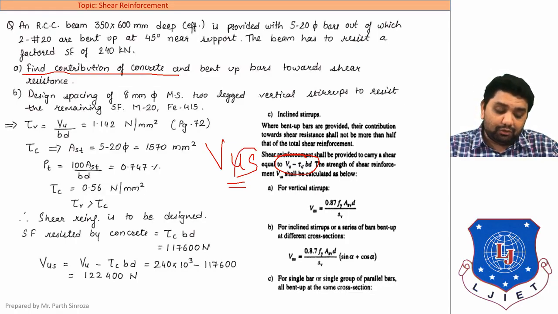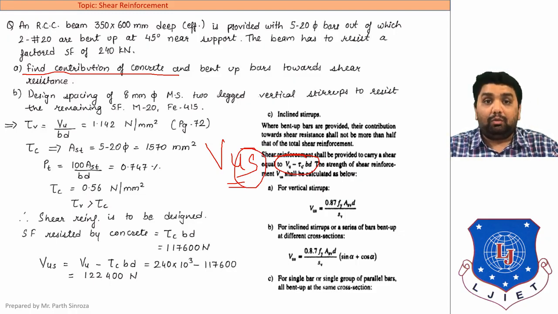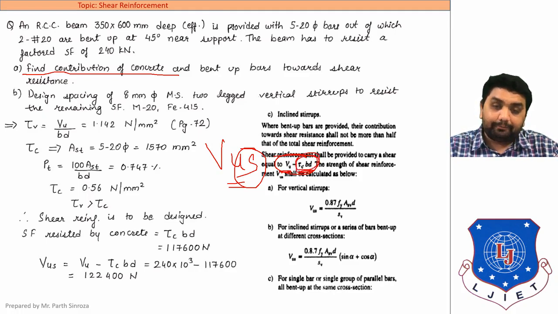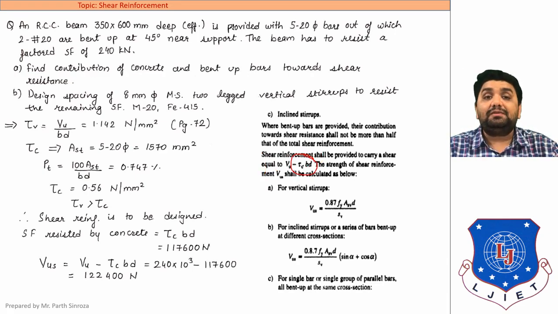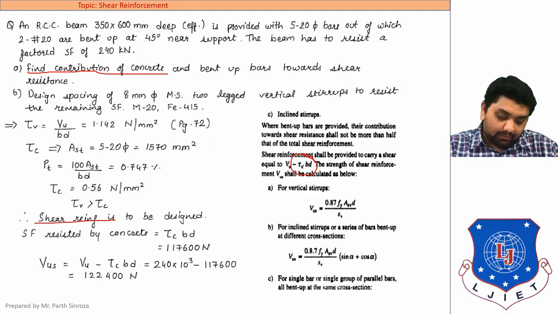Now Vus means shear force to be resisted by stirrups. Vu was the total shear force. Vus was the shear force to be resisted by stirrups. So to find the shear force that is to be resisted by stirrups, the equation was Vu minus tau c bd, that means total shear force minus shear force resisted by concrete. So this portion here, that is tau c bd, is the shear force that is resisted by concrete, and that is, as it is asked, the contribution of concrete. So that value will be equal to tau c bd. Clear? So shear force to be resisted by concrete will be equal to tau c bd.